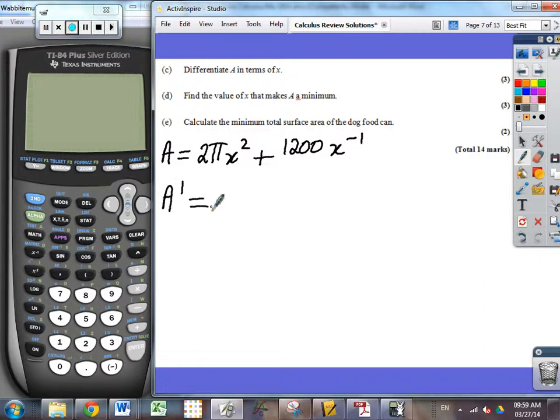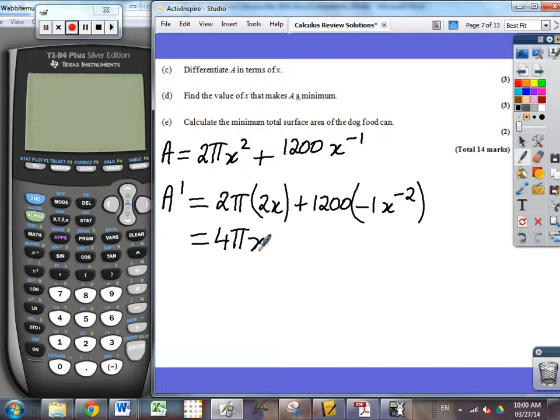So A prime, let's begin the differentiation process. The 2 pi is the big coefficient in front of the x squared, so that hangs out in front, and then the x squared differentiates. And the 1200 is the coefficient that hangs out in front, and the x to the negative 1 differentiates. Don't forget to reduce the power by 1, it becomes x to the negative 2. We've now done part C, we've differentiated. I suppose I could simplify, but it doesn't ask me to. But I'm going to anyway, because I'm like that. And we end up with this, if I bring my x to the negative 2 back to the bottom.